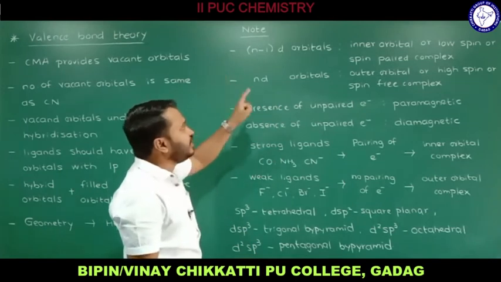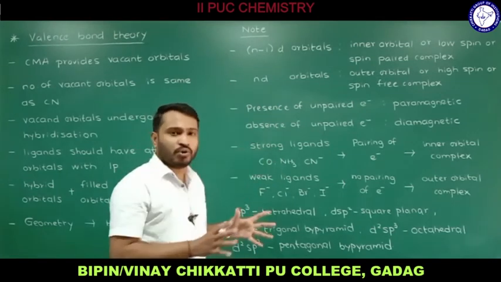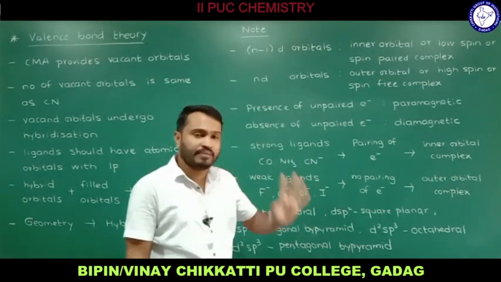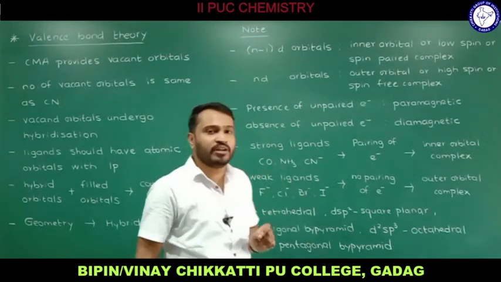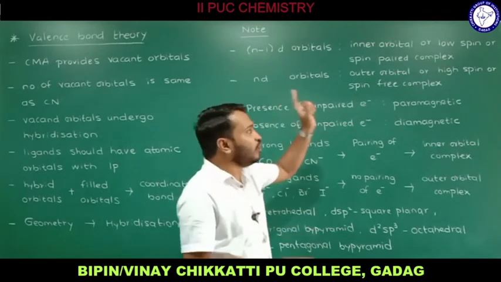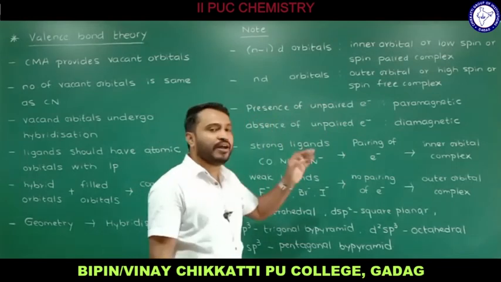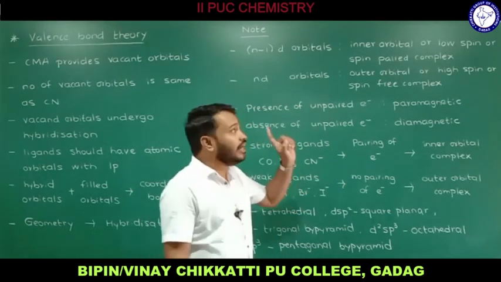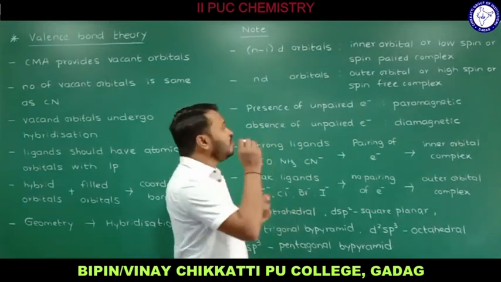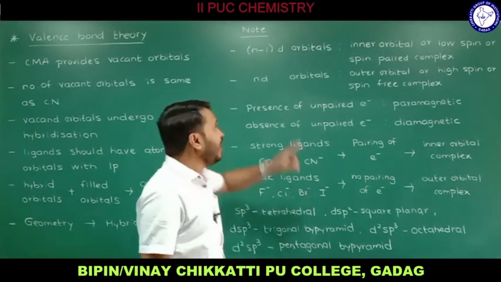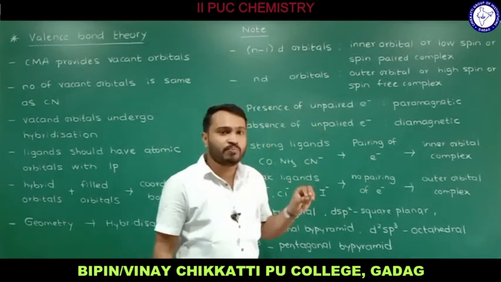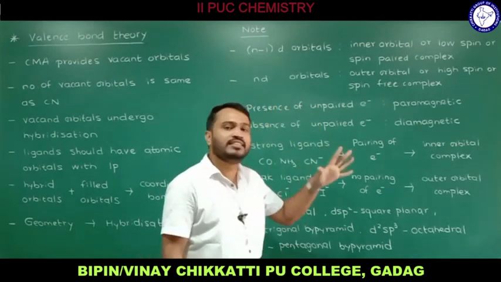If (n-1)d hybrid orbitals are involved, the complexes we get in the end have a name for that, and we call it an inner orbital complex. Remember that? If you consider (n-1)d atomic orbitals, we get an inner orbital complex. We have two more names for that. You can call it a low spin complex, you can call it a spin paired complex. You need to remember all three: inner orbital complex, low spin complex and spin paired complex, if you have (n-1)d atomic orbitals. If you have nd atomic orbitals, we get an outer orbital complex, a high spin complex, or a spin free complex. All three names you need to remember.